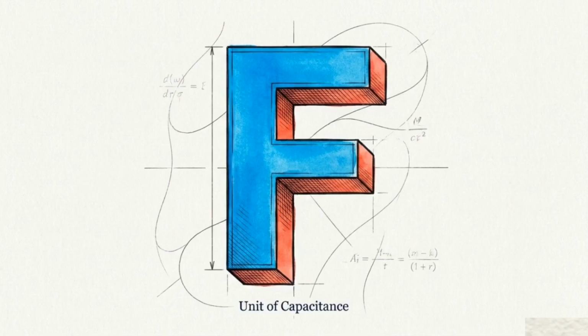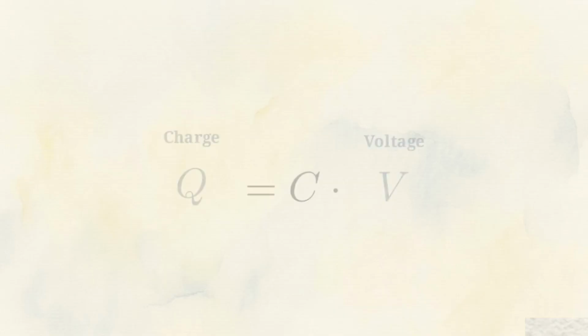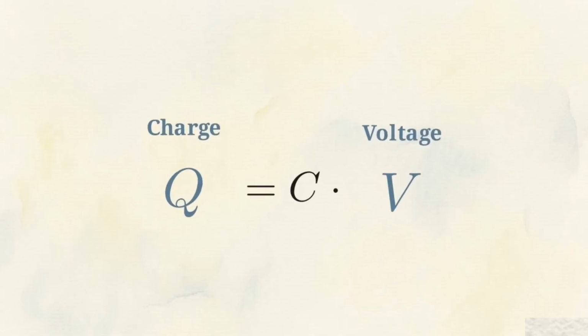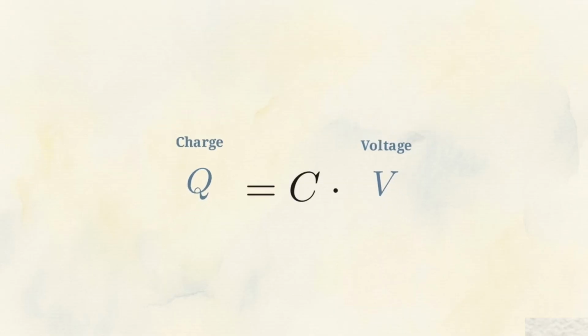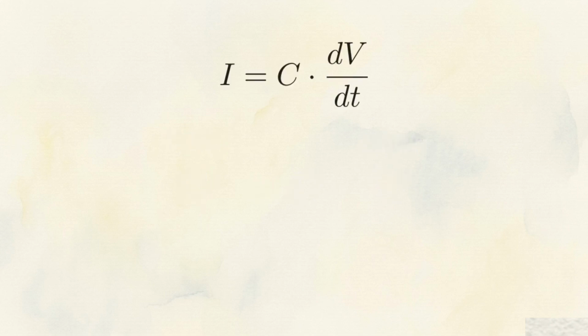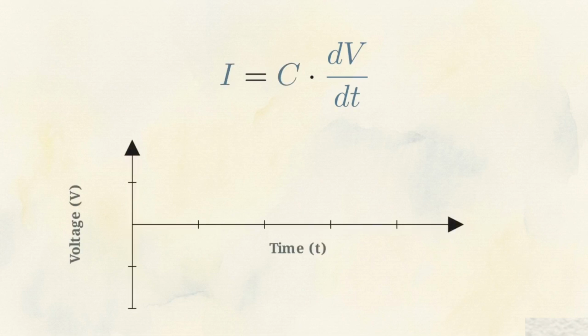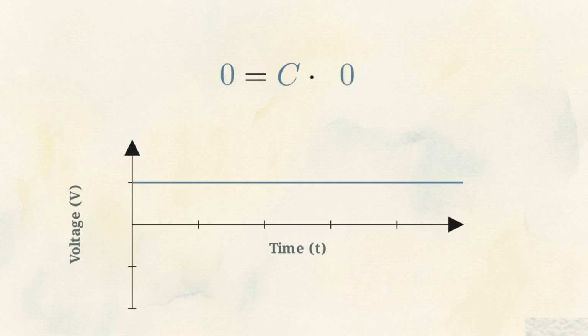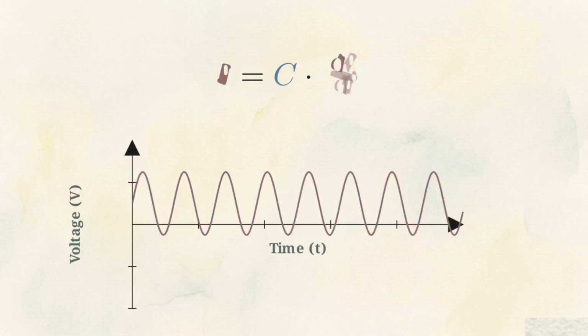We measure this storage capacity in farads. 1 farad represents the ability to store 1 coulomb of charge for every 1 volt of electrical potential applied to the plates. In an active circuit, the capacitor's behavior is dictated by the rate of change in voltage over time. Mathematically, the current flowing through a capacitor is the product of its capacitance and that rate of change, or dV over dt. If the voltage is a steady, unchanging DC signal, the rate of change is 0. Consequently, the resulting current through the capacitor is also 0.